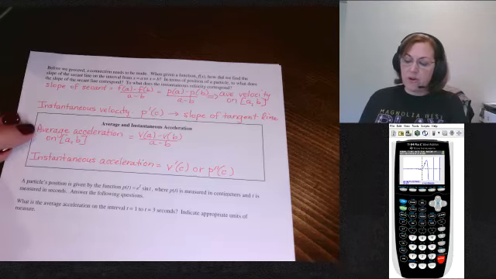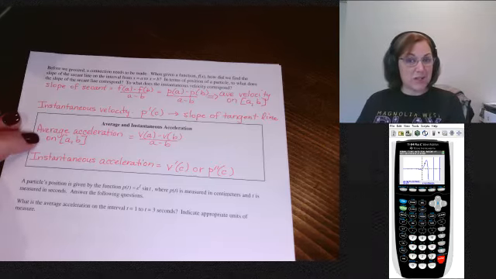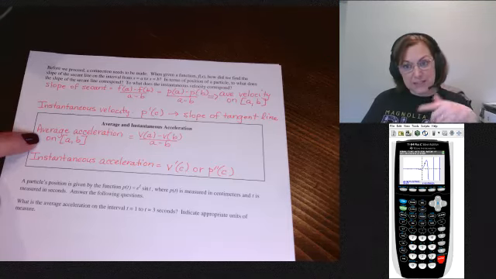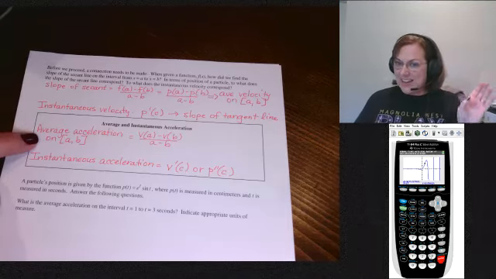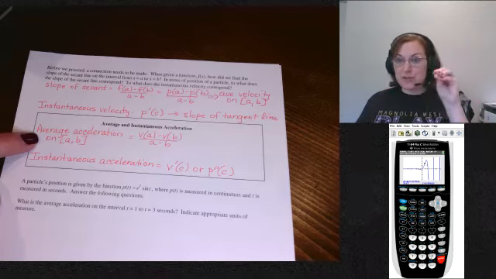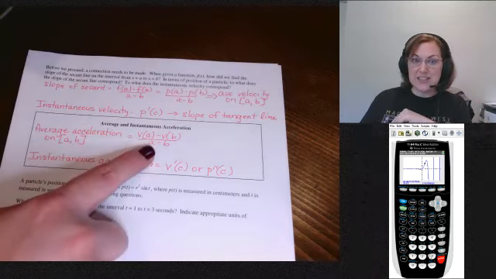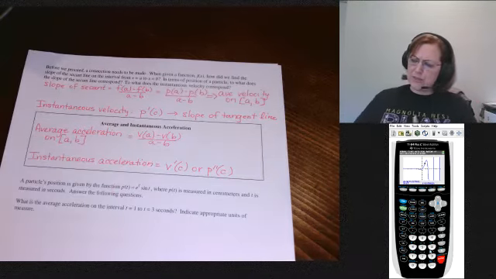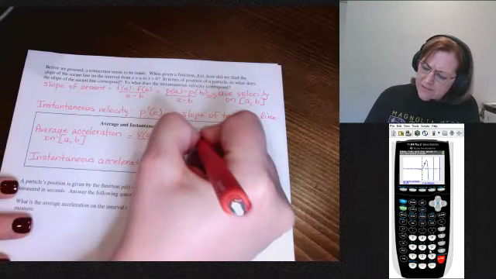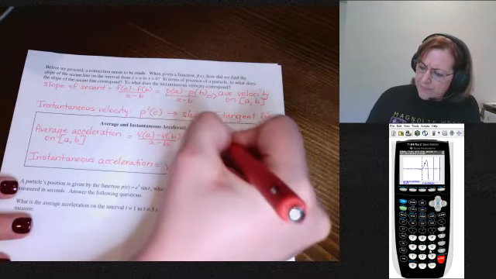Okay, so average acceleration, my physics people, you remember taking the difference in your velocity over the difference in time. And I need to put a note. This is where v of t is the velocity.